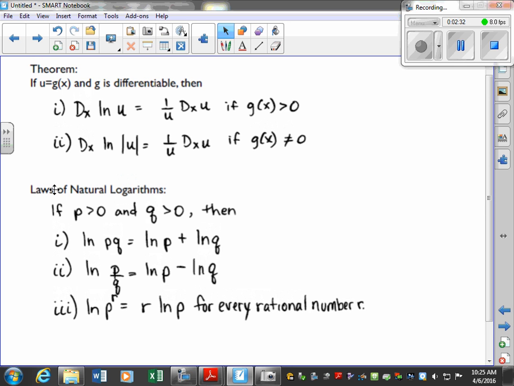Also, we have our laws of natural logs, where if p is greater than 0 and q is greater than 0, then the natural log of p times q can be expressed, broken apart, expanded to be the natural log of p plus the natural log of q. Also, division can be rewritten using the subtraction property. So natural log of p divided by q is the natural log of p minus the natural log of q. And then we have our third property. If we have this p raised to the r power, you can move the power out front, and it's just r natural log of p for every rational number r. So just reminding you about the theorems, the definitions, and the laws of natural logarithms.